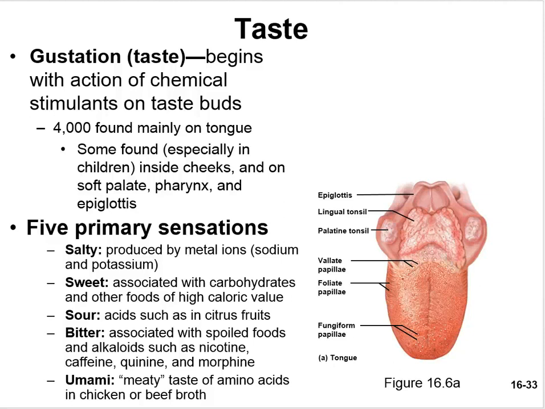They're salty, which is produced by the metal ions sodium and potassium. Sweet, associated with carbohydrates. Sour, like the acids in citrus fruit. Bitter, like spoiled foods and other alkaloids like nicotine, caffeine, quinine, and morphine. And then umami, which is actually that meaty taste of all the amino acids in chicken or beef broth.